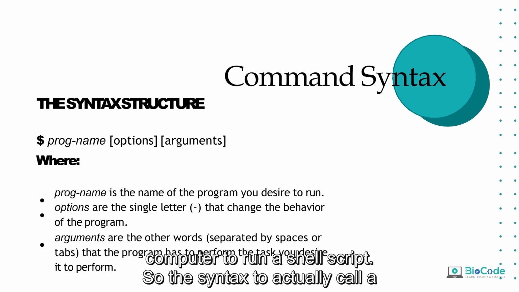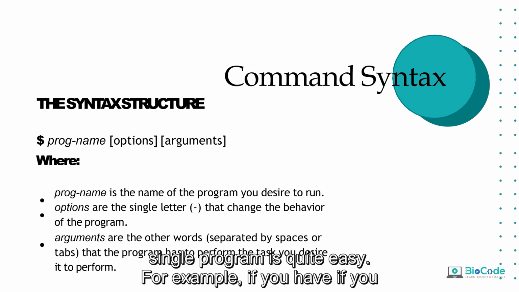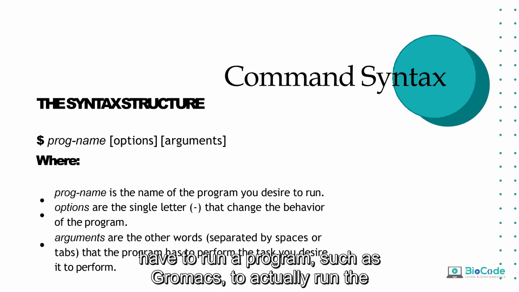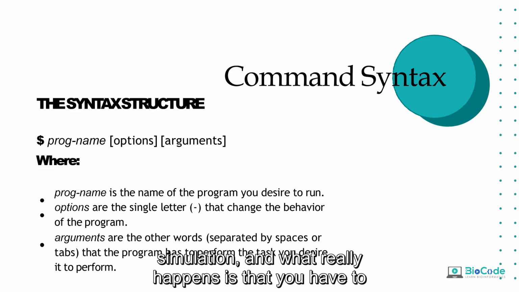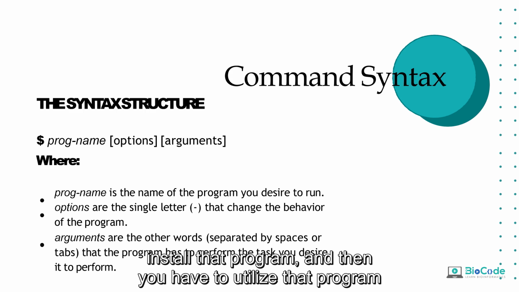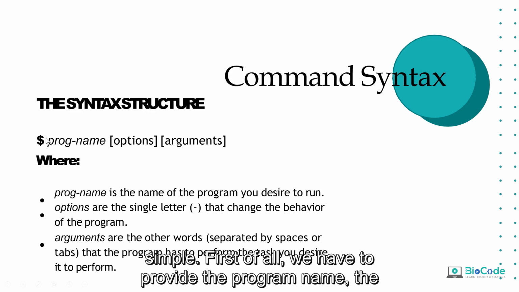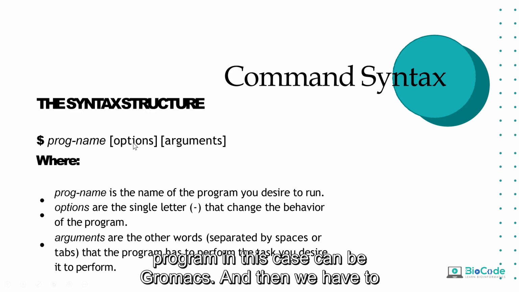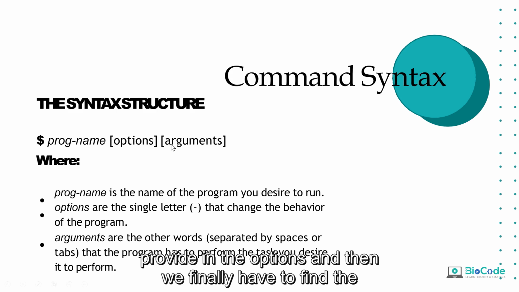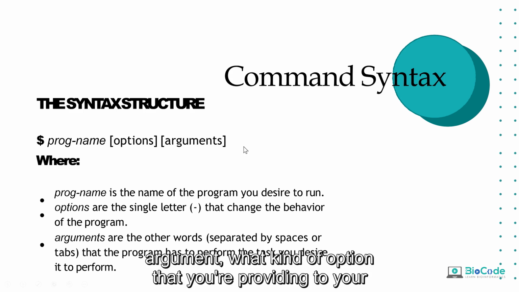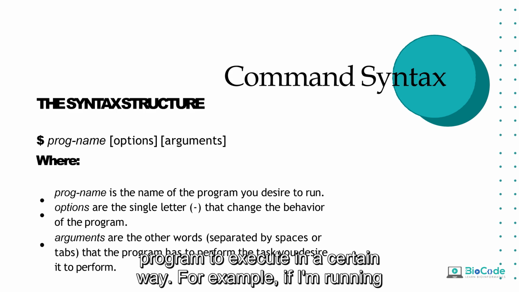So the syntax to actually call a single program is quite easy. For example, if you want to work on an analysis and you have to run a program such as GROMACS to run the simulation, you have to install that program and then utilize it through the command line. The command syntax is quite simple. First of all, we provide the program name, in this case GROMACS, then we provide the options, and then we finally provide the argument. The options basically mean what kind of option you are providing to your program to execute in a certain way.